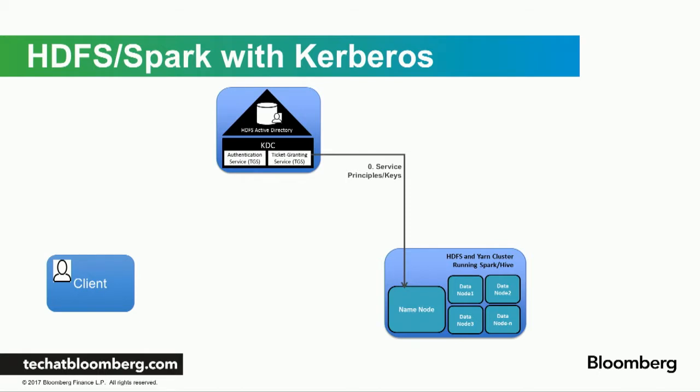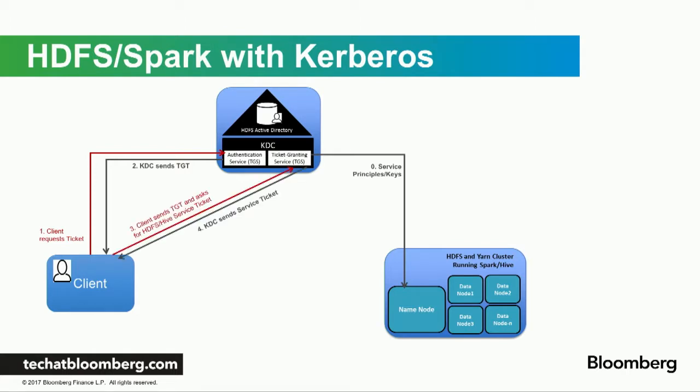Now, the way it's going to work is the client goes to KDC first with its user ID and password. It will be authenticated. Then it is going to get a ticket, which is called a TGT. The client takes that ticket to the ticket granting service and says, hey, I need a ticket for HDFS, or maybe for Hive, for different Hadoop services. Once it gets back the ticket, it uses that ticket to communicate with the cluster.